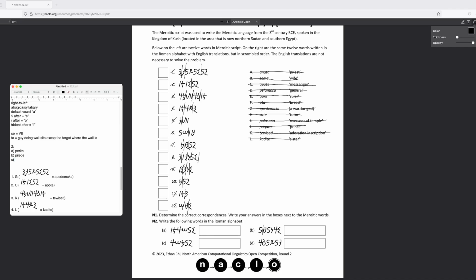Now we move on to C. We see this 2-looking thing and then the 5. Now, this might look a bit perplexing, but you probably hopefully remember from the very first words we matched up that this is actually going to be our digraph, if you will, for A, right? So we can compare this against Ata, we see here. Similarly, Anata, we see here. And then Apote and Apedemaka have the exact same thing. So that's A.